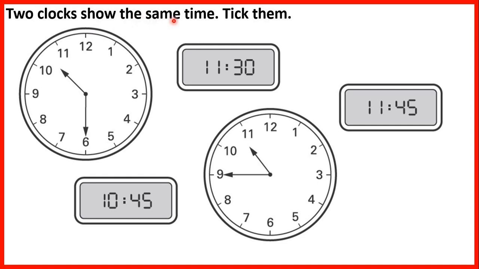2 clocks show the same time. Tick them. So let's work out the time on our analog clocks. We can remember that the hour hand is the shorter hand, and for this clock we can see that the hour hand has gone past 10 and hasn't got past 11, so the hour will be 10, and then if we look at the minute hand, we can see that that's on the 6.